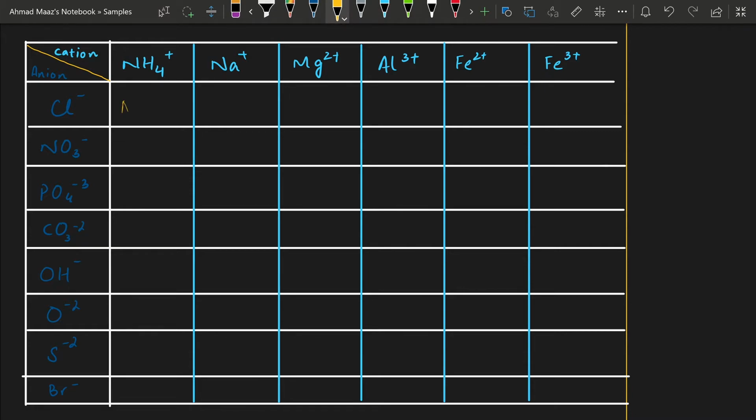Let's see how this will become. NH4 positive and Cl negative. Plus 1, minus 1. Very easy. One ammonium ion will join with one chloride ion. Now let me do another one. Ammonium phosphate.